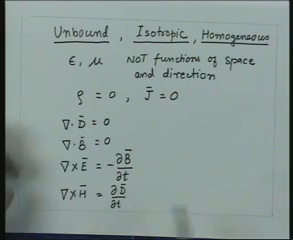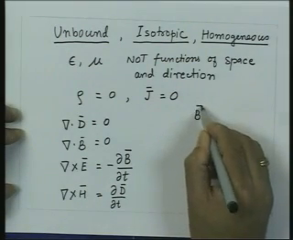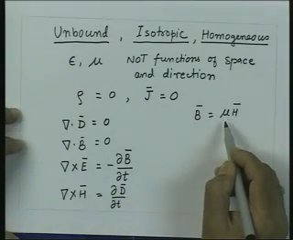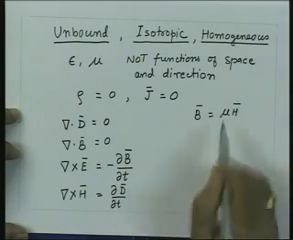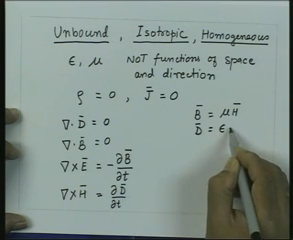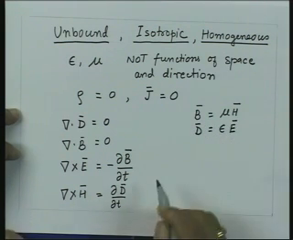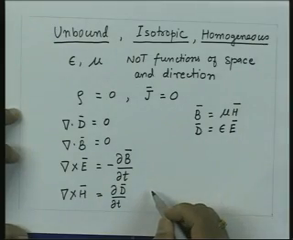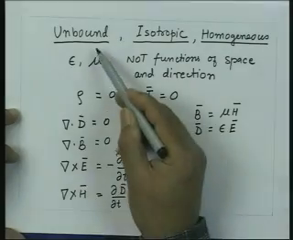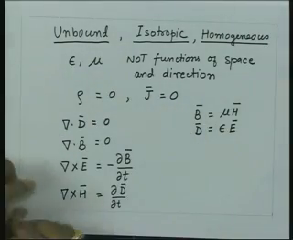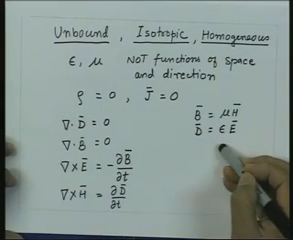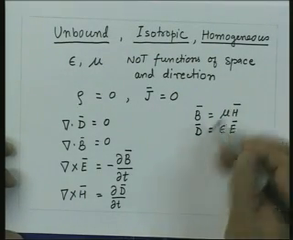Now using the constitutive relation that B is equal to mu times H, and since mu is a scalar quantity, the medium is isotropic, so H and B are in the same direction. Similarly, D is epsilon times E, and epsilon also is a scalar quantity. However, the medium which we are talking about is an unbound medium, so this medium is similar to free space. However, the permittivity and permeability for free space are denoted by epsilon 0 and mu 0.